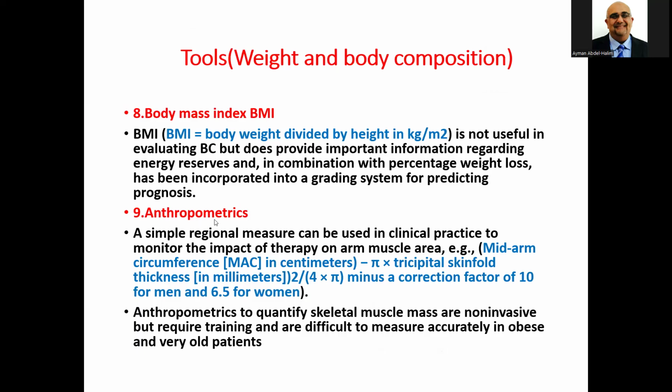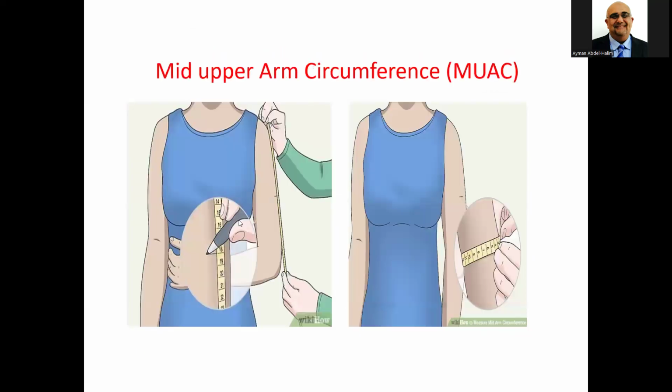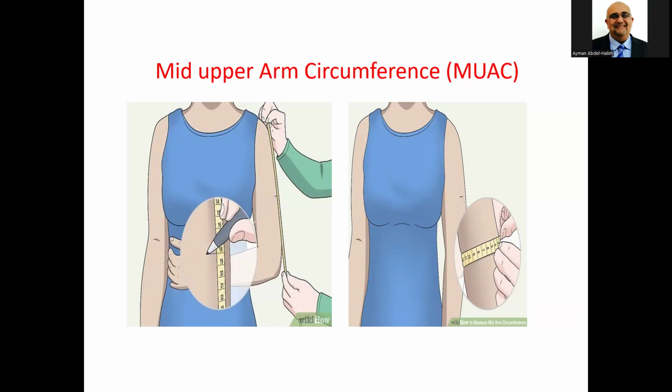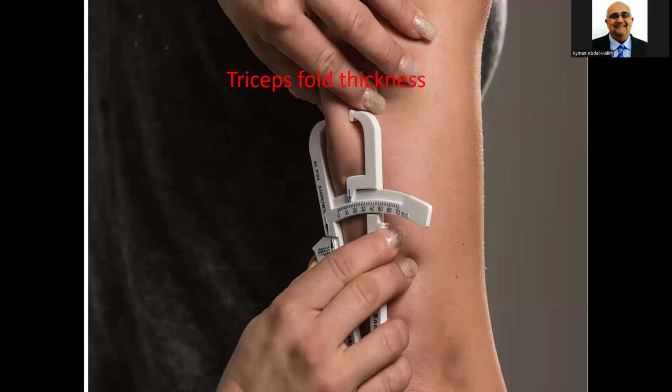Number 9, anthropometrics. And here, mid upper arm circumference. The anthropometrics depends on the mid arm circumference. Anthropometrics are basically measurements of the human body, in simple terms. Triceps skinfold thickness. Also, this is anthropometrics.